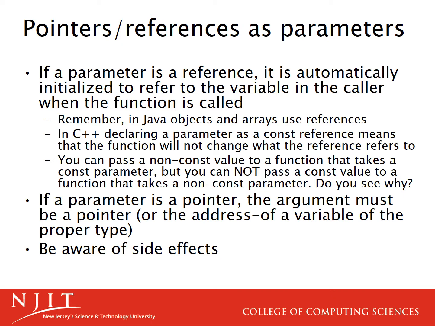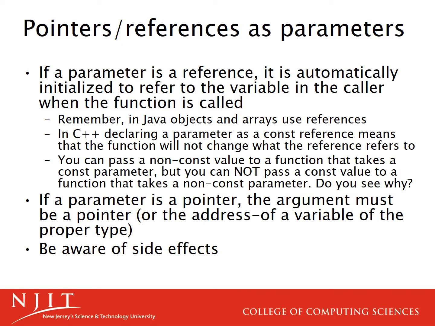Similar to references is pointers. If a parameter is a pointer, the argument must be a pointer or the address of a variable of the proper type. And constness can work with pointers too. It's a little more complicated. We'll get to that in a later lecture.